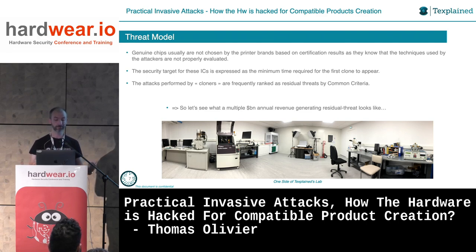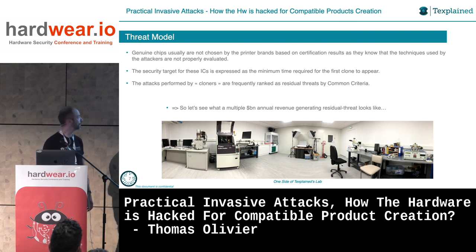So the security measure for those guys is the time that it takes for the cloners to have a compatible product. And they want this time to be big, of course. And it's difficult, right? The last thing I want to say is that the attacks I'm going to show you are a residual threat according to Common Criteria, because the time that has been spent, the equipment and all of this is giving us not so good points, I would say.